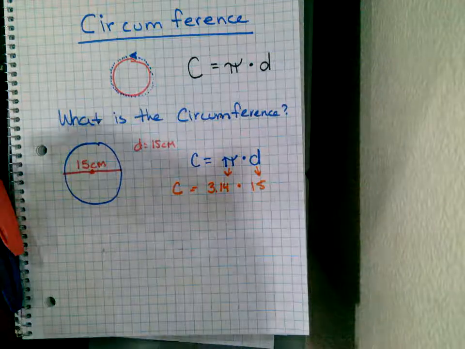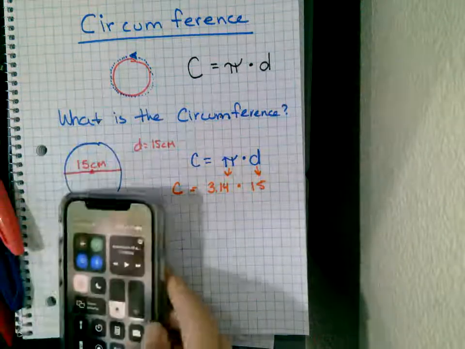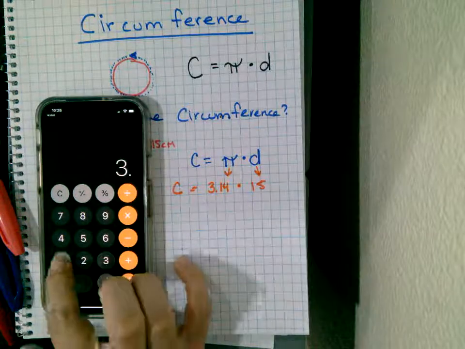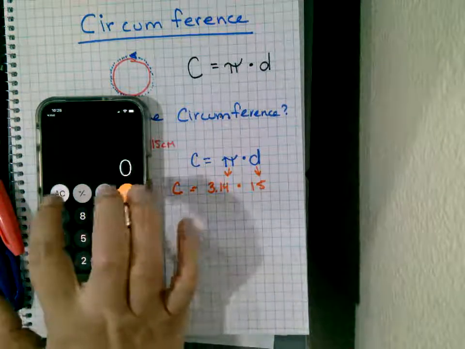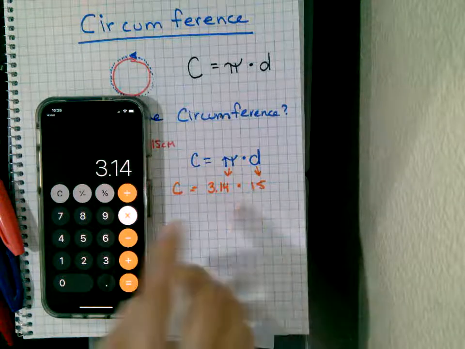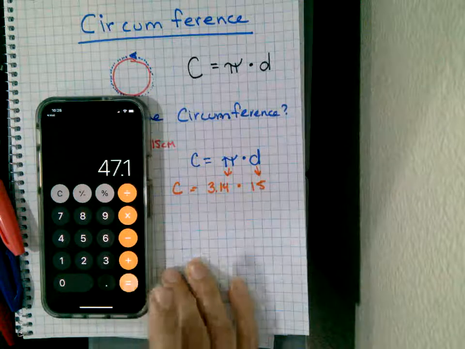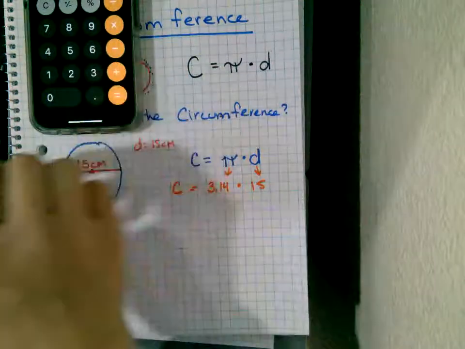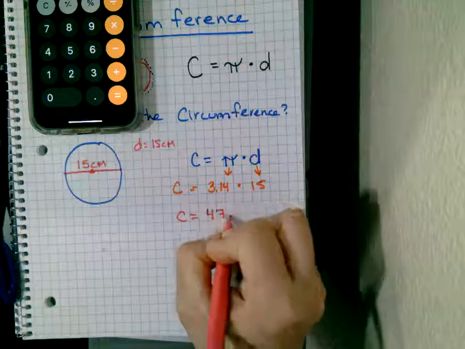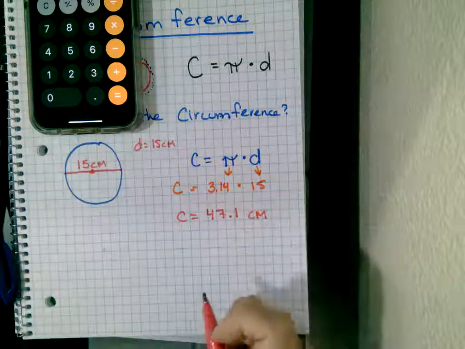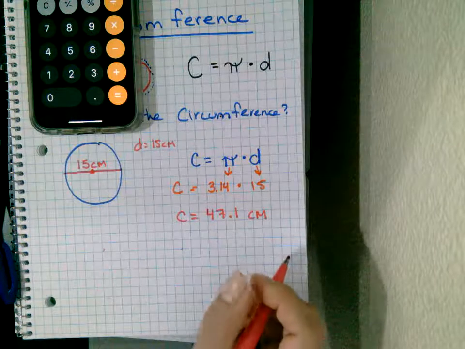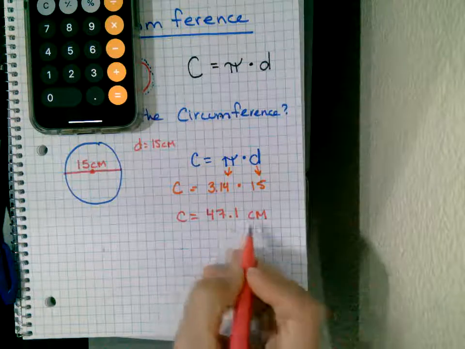So what you do is you take your calculator and you take 3.14 times the diameter, which is 15, equals 47.1. So that's my answer. My circumference is equal to 47.1 centimeters. Not centimeters squared, just plain centimeters. It's perimeter, so we don't square it. And that's our answer, 47.1.